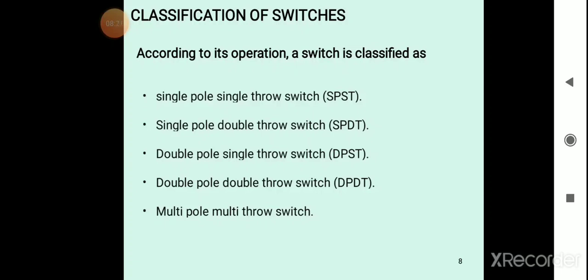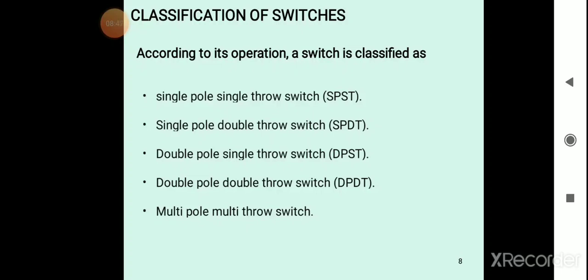Next one is single pole, double throw switch. The meaning is it has 1 contact line and 2 throws. That is, 2 paths are there. If you throw the first path, it will act as the first connection. If you throw the second path, it will have the second path.